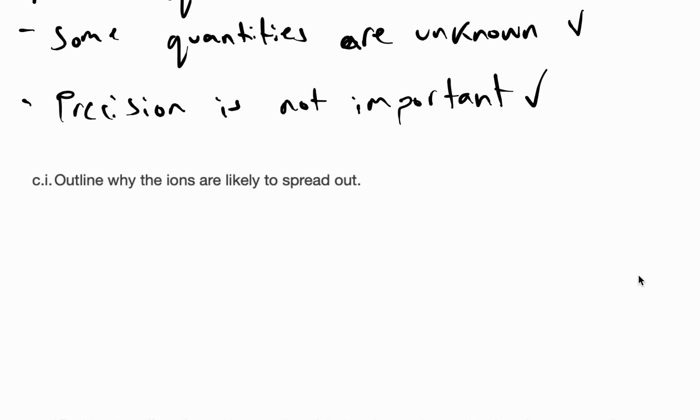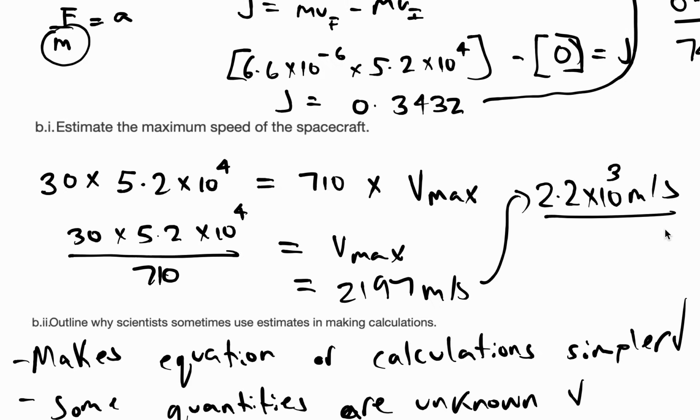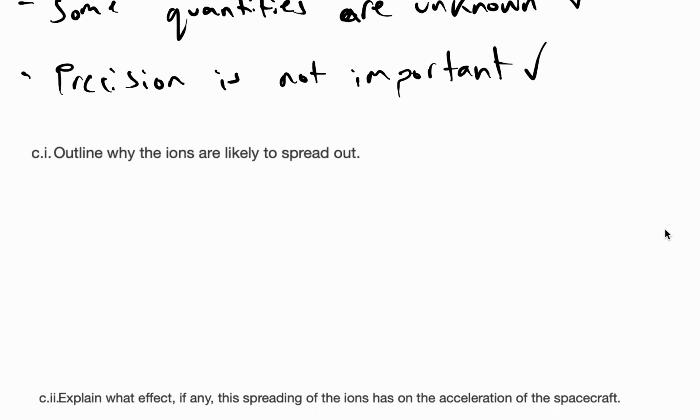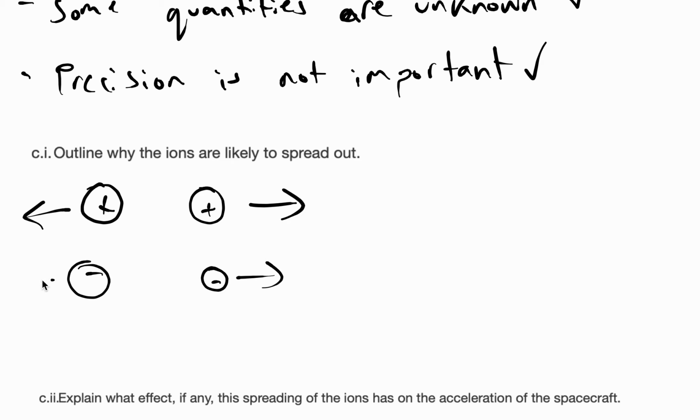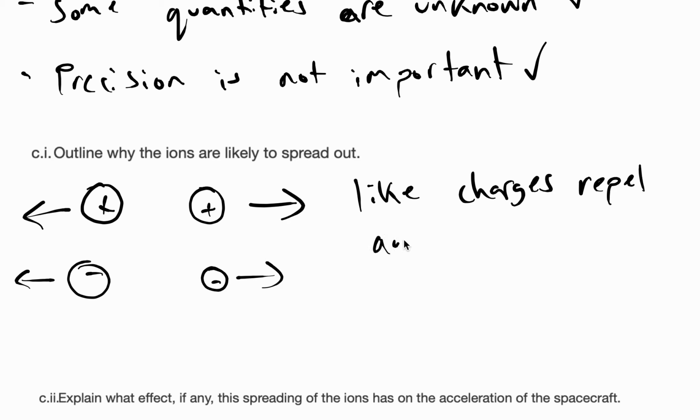Okay, outline why the ions are likely to spread out. Now think about it this way, right? Ions, they're all going to have the same charge. Because they have the same charge, we know that like charges repel each other, and when they repel each other, they want to go as far apart from each other as possible. So for example, positive positive, they want to move away from each other, repel. Same thing with negative negative. So like charges repel, and so they spread out.